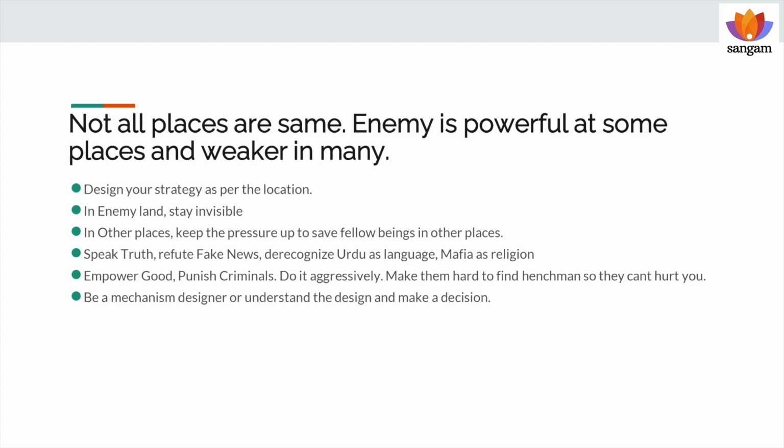If you just follow all these things, you start winning. You know you are winning. Be a mechanism designer, understand the design and make a decision. So understanding the design is important. Not everybody does that. There will be some backlashes.